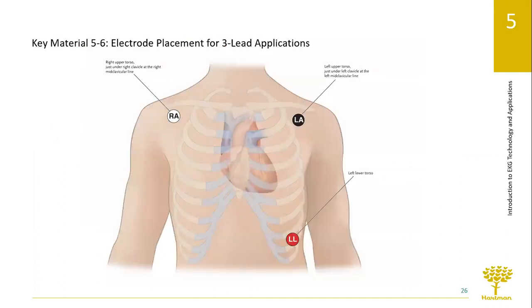Electrode placement. Now, if you're just doing rate and rhythm monitoring, that would be called a 3-lead monitor. Then you can have the leads up on the torso. That's fine. Normally, the limb leads would be out on the limbs. But if you're just doing rate and rhythm and you're looking for rhythms that are too fast or too slow or disorganized, then it's fine to have them on the torso.